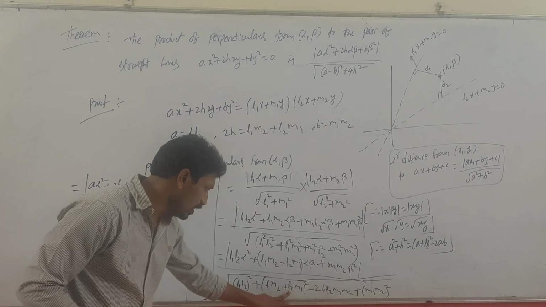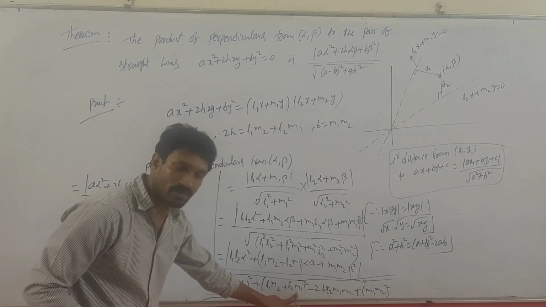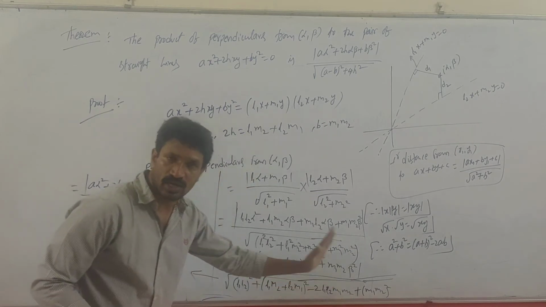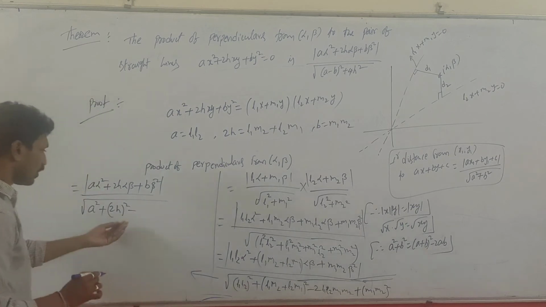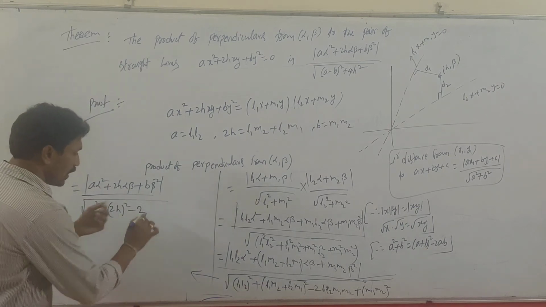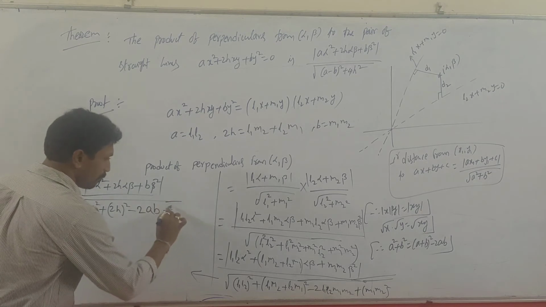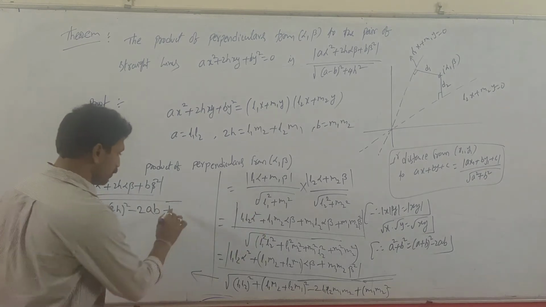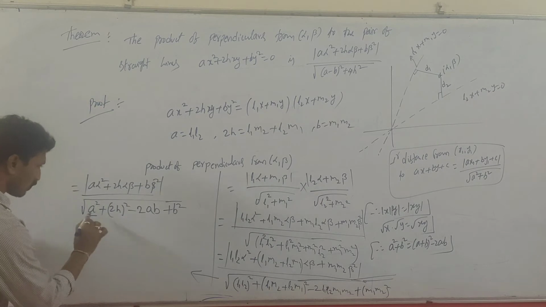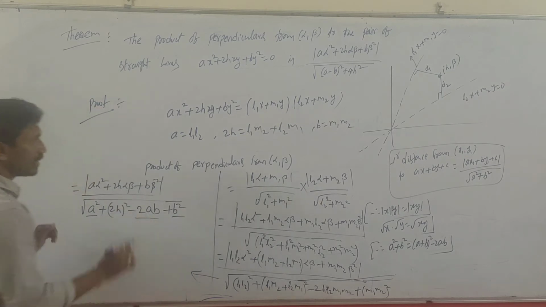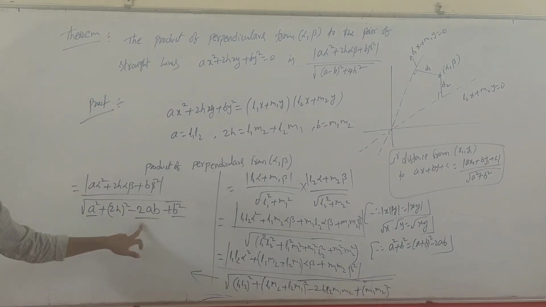Actually here L1 L2 and M1 M2 are both multiplications only, so directly I have written in order. So that is 2 into L1 L2, which is A, and M1 M2, which is B, minus 2AB plus (M1 M2) whole square, which is B square. So this is A square plus B square minus 2AB. A square plus B square minus 2AB, how can I write? A minus B whole square.